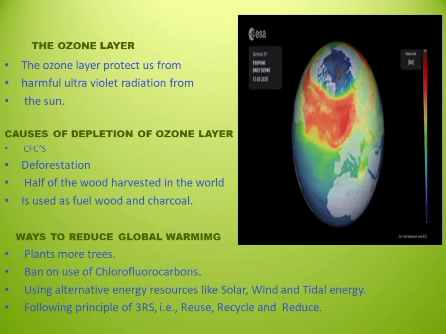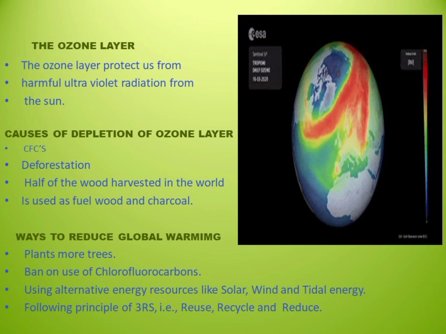The ozone layer. The ozone layer protects us from the harmful ultraviolet radiation from the sun. It has the capability to absorb almost 97 to 99% of the harmful ultraviolet radiations that the sun emits, and which can produce long-term devastating effects on human beings as well as plants and animals.